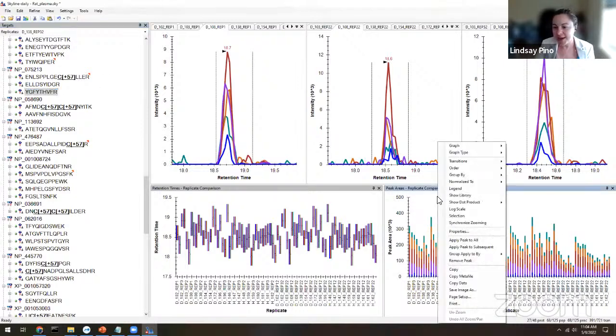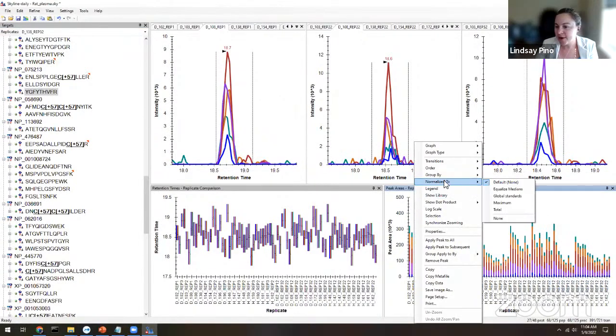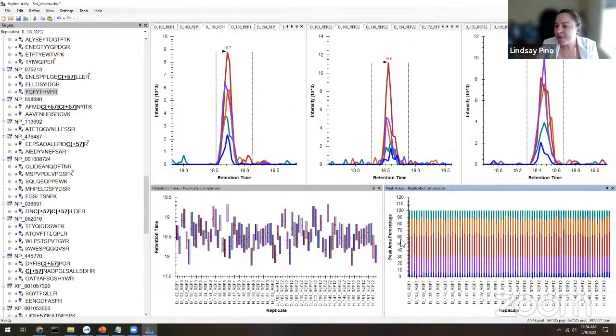So I might check peak area. I might normalize. If I right click in peak area and I normalize to total, now I get that peak area percentage that I was telling you about before. So remember I was saying retention time might not be perfectly reproducible across different samples because of matrix effects. The peak area percentage can give us another kind of clue whether or not we've picked the right peak across all of the samples. So see, even though retention time for this peptide is bouncing around between 18 minutes to 19 minutes, the peak area percentage is very reproducible across this.